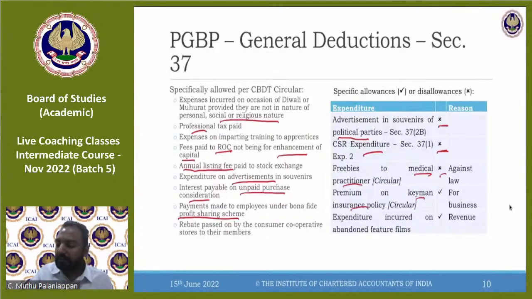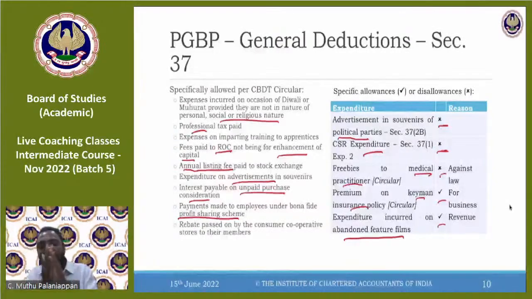Premium on a key man insurance policy is an eligible expenditure. Expenditure incurred on abandoned feature films. So let's say a producer has produced a film. It's been 3 years now. He's not able to release the film at all. Now he is abandoning whatever he has incurred towards that expenditure.